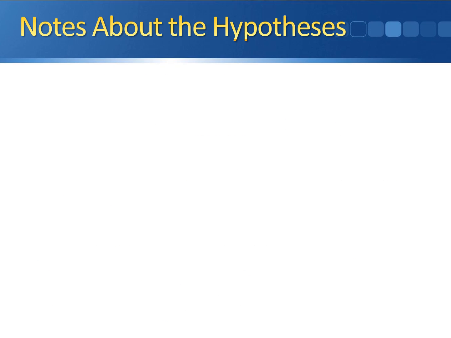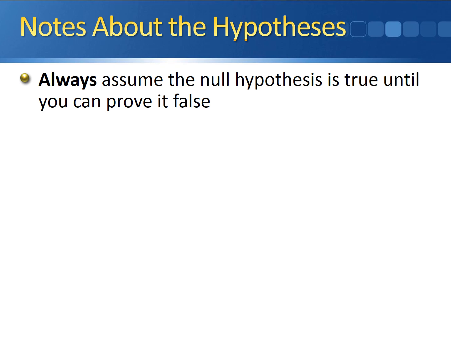I want to give you some important facts about the null and alternative hypotheses. In hypothesis testing, we always assume that the null hypothesis is true until we can prove it false. We always assume that our initial guess is going to be correct until we can gather enough evidence or enough information that tells us that it's definitely wrong.